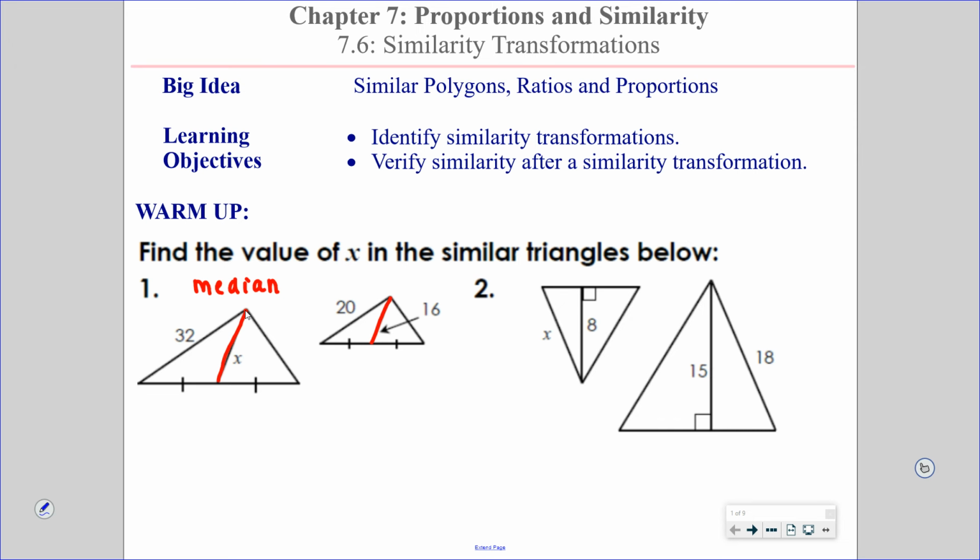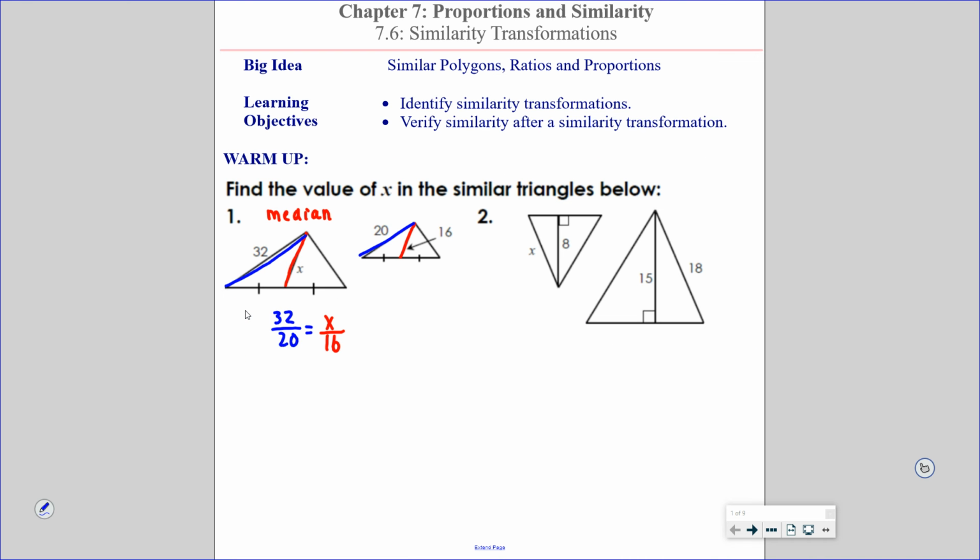What we learned is that in similar triangles, whatever the scale factor is of all the corresponding sides, the medians are also proportional to that, or have that same scale factor. Here they're showing me a set of corresponding sides with the 32 and the 20. If I write that as a ratio, I'm going to go 32 to 20. That's going to be proportional to the length of their medians as well. Since I started with 32, this bigger triangle, I'm going to have to do x up top to 16. That's how you should have set up the proportion.